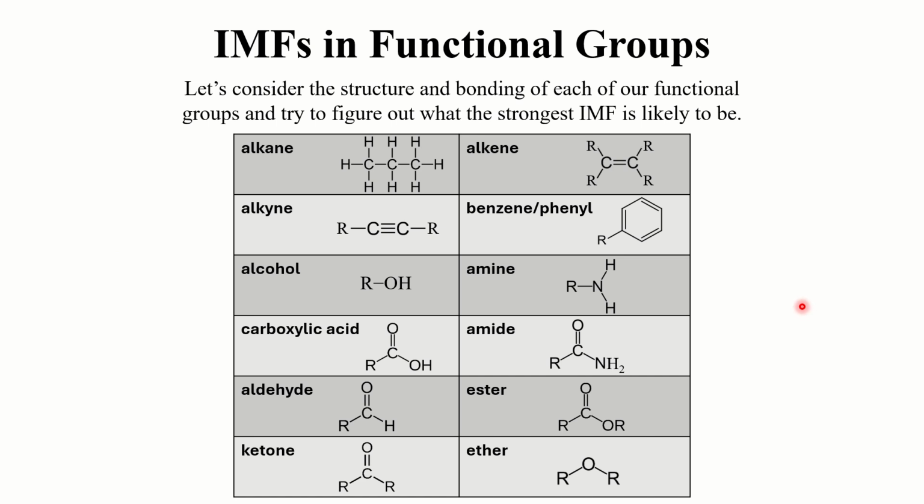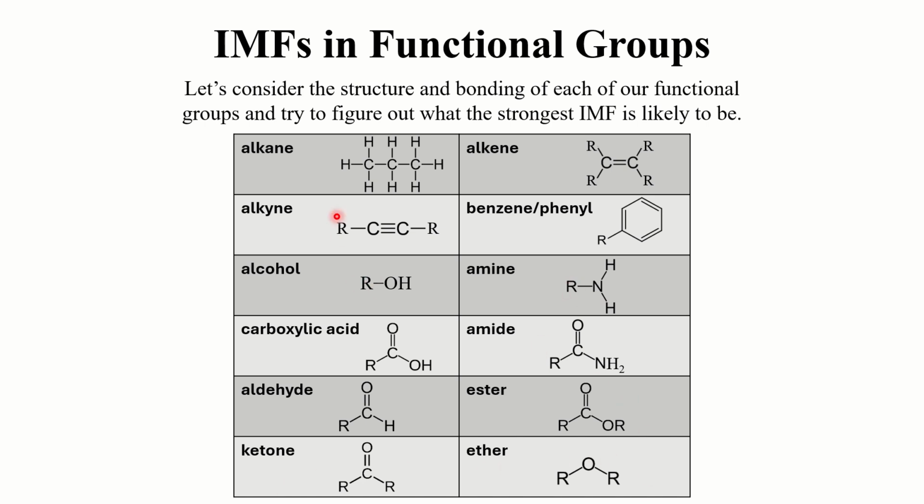Now we're going to look briefly at IMFs in functional groups. So we're going to consider the structure and bonding of functional groups. If you're unfamiliar with this term, functional groups generally refers to a class of compounds. You will typically see these in organic chemistry. So alkanes refers to a class of compounds composed of just carbons and hydrogens with single bonds between them, whereas alkenes have carbons, hydrogens, and double bonds between them. Things like alcohols all have OHs, amines all have nitrogens bonded usually to hydrogens or R groups. I'll explain what those are in a minute. Carboxylic acids, amides, and we see aldehydes, esters, ketones, and ethers.